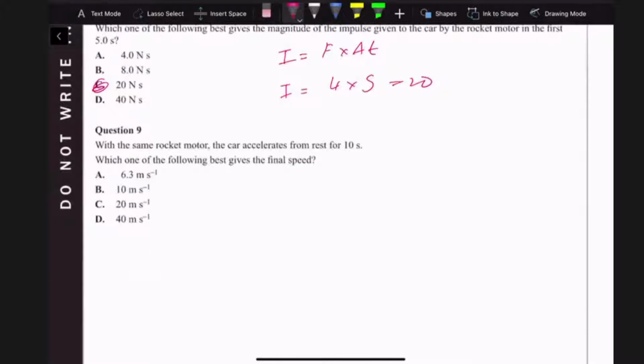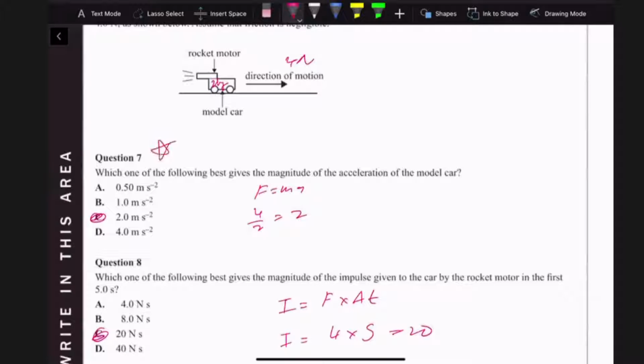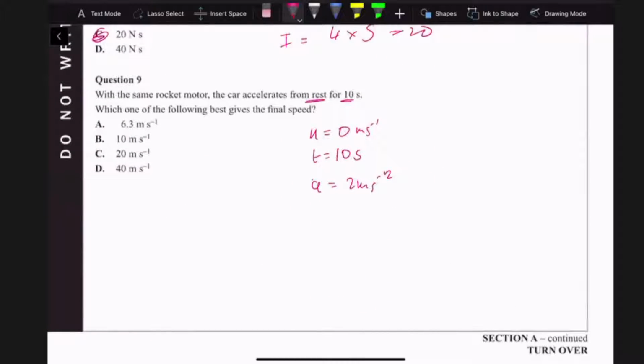So same car, it accelerates from rest for 10 seconds. What's the final speed? For this one, you can use your constant acceleration formulas. U is 0, T is 10, and A is 2, because we figured that out from the previous question. Then for V, we're looking for the equation that doesn't have S, so we can use V equals U plus AT. So it's going to be 0 plus 20, which is just 20.